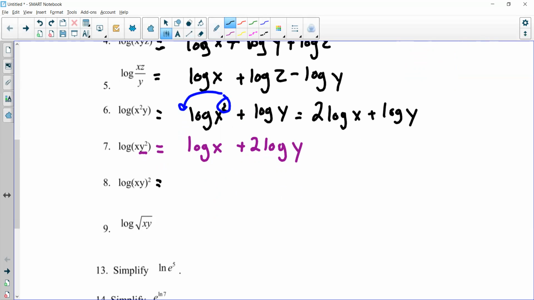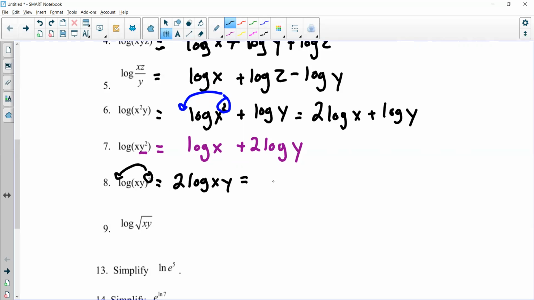Next one, log xy to the second power. Notice how the second power is on everything. So you could do it two ways. I think I'm going to do the way that's easiest for you, which is let's move the 2 in front first. So I'm going to have 2 log xy.